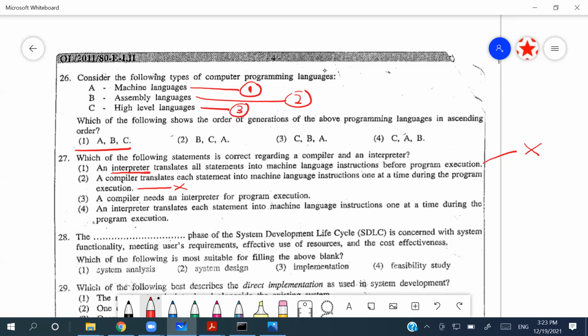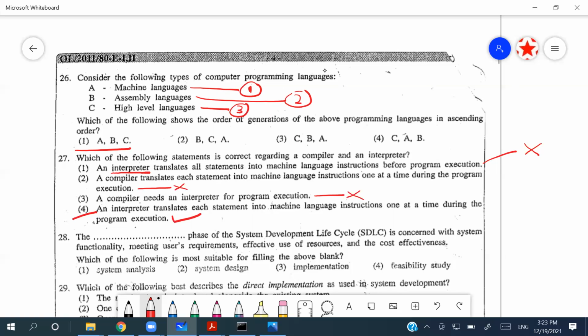A compiler needs an interpreter for program execution. No, not really. A compiler is a different language translator and an interpreter is a different language translator. So the fourth one is the correct answer: the interpreter translates each statement into machine language instructions one at a time during the program execution. Yes, that's a concretely correct answer. So the fourth one is going to be the answer for the 27th.